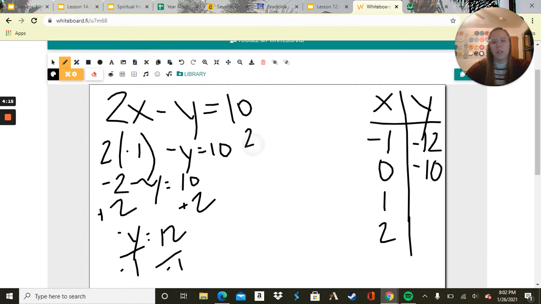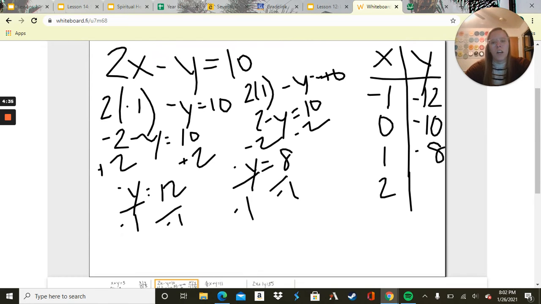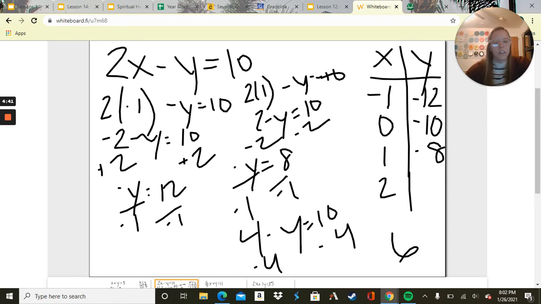Okay, what about 1? 2 times 1 minus y equals 10. That's 2 minus y equals 10. Subtract 2 from both sides. We get -y equals 8. Divide by -1. We get -8. And for 2, I'm just going to start with the 4. So we'd have 4 minus y equals 10. We subtract 4, we're going to get 6. So it'll be -6.